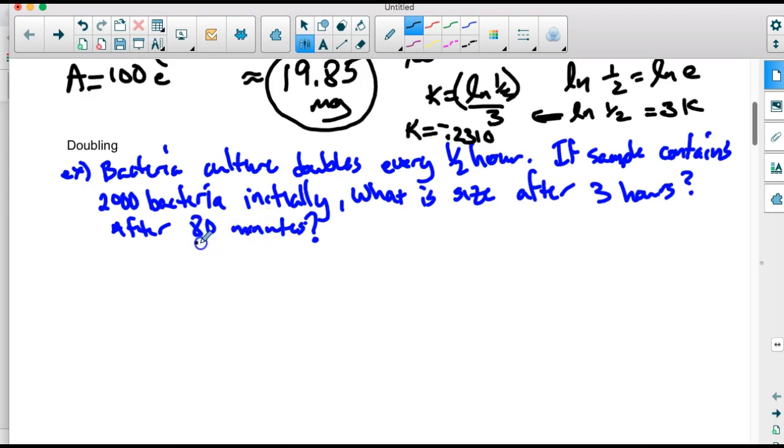Well, we have to decide on a time increment. We have minutes and hours in here, so we can base this on either minutes or hours. You can decide, it doesn't really matter. But since we have a question about 80 minutes, I'm going to use minutes in my example. So my equation is going to be based upon minutes, not hours. We know initially it's 2,000.